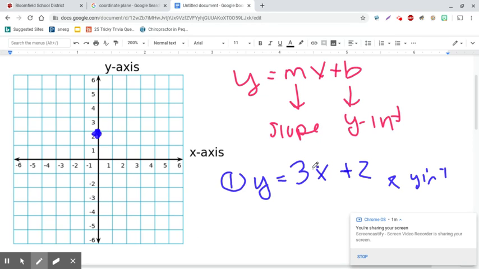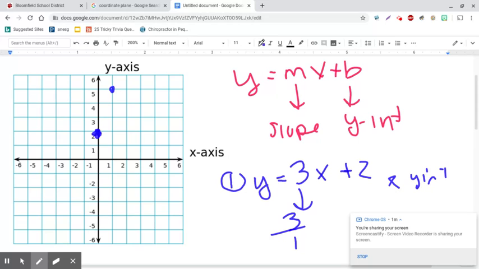Then from that point, what's your slope? 3. But it needs to be in a fraction, right? So the slope is actually 3 over 1, because if you divide 3 by 1, you still get 3. So any whole number is over 1. So from this point, we're going to go up 3. 1, 2, 3, and to the right 1. That means our next point goes here.